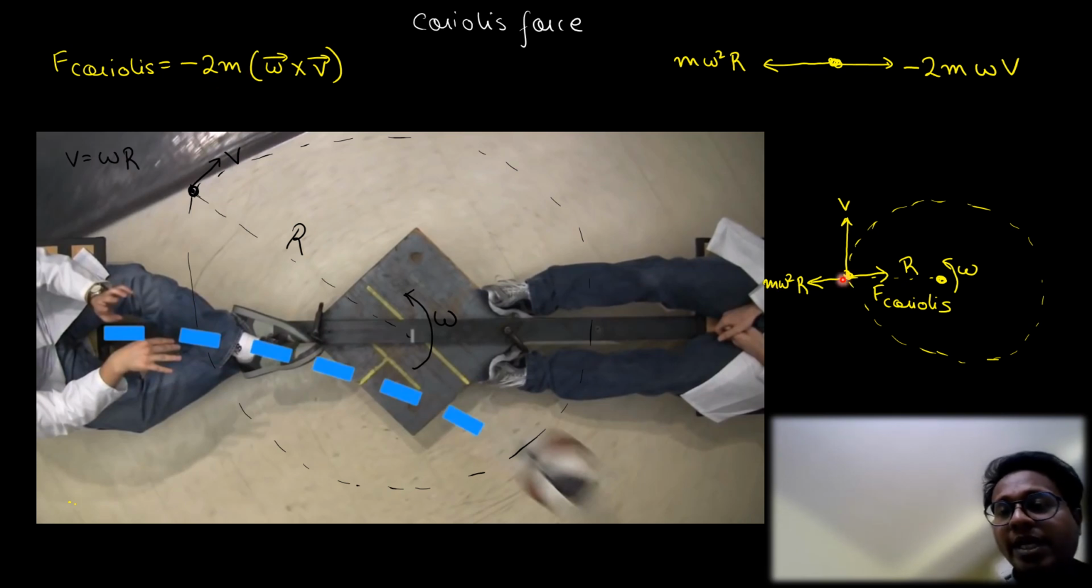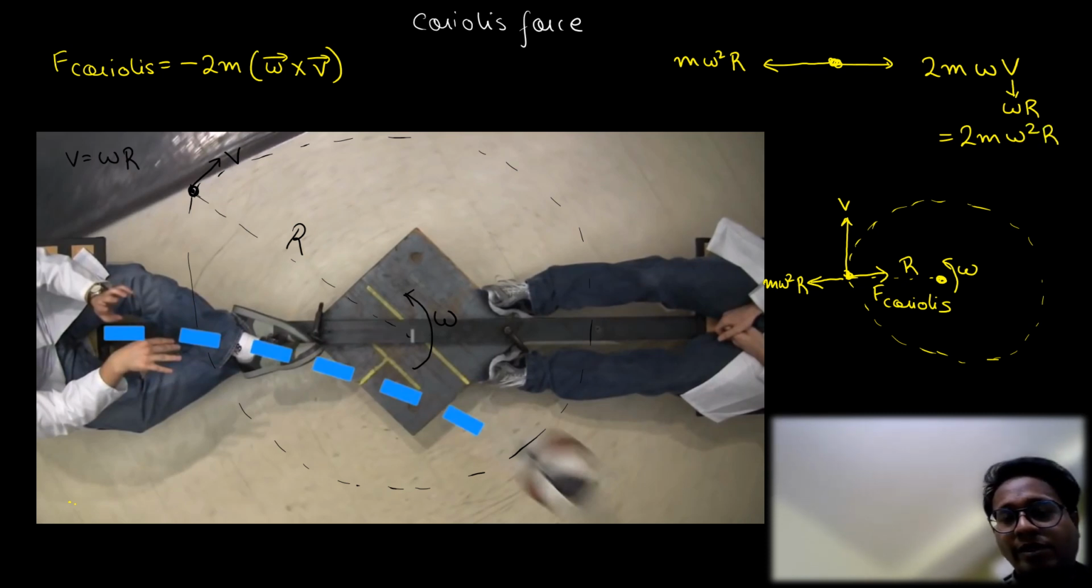Minus of 2m omega cross v: omega cross v would be in this direction, and minus of omega cross v would be in this direction. So when I have already applied the vector in this direction, this minus would be of no value. The Coriolis force in the rightward direction is 2 omega v, and the value of v was nothing but omega r. So this entire value becomes 2m omega square r.